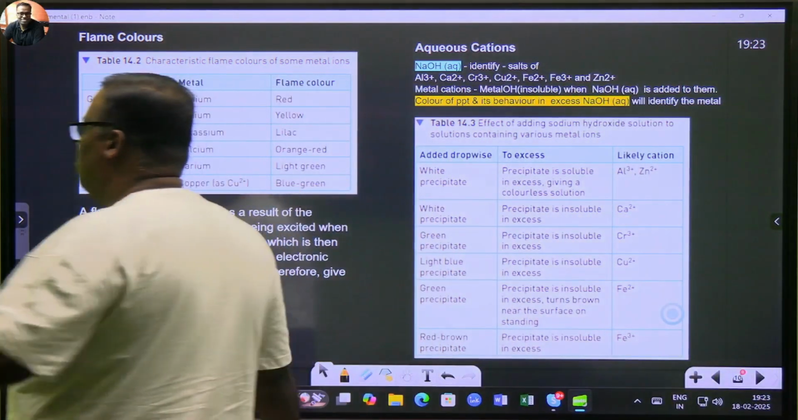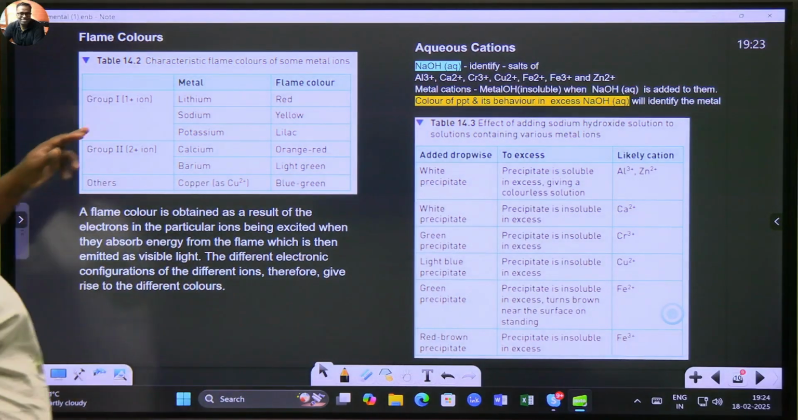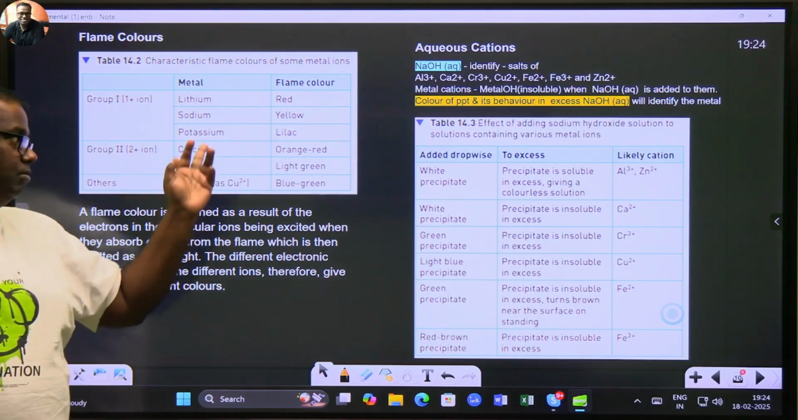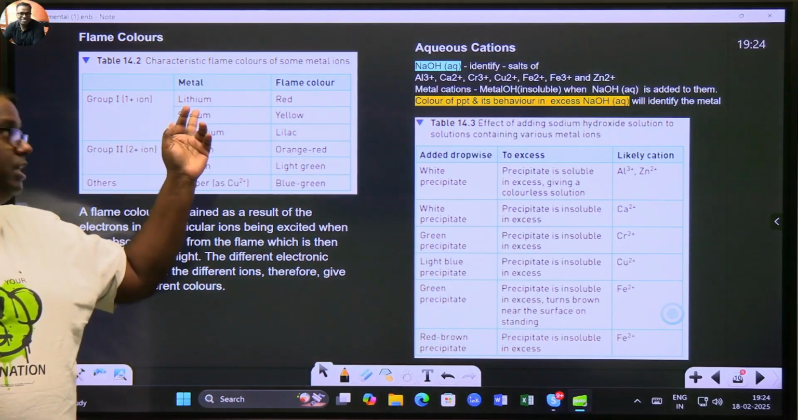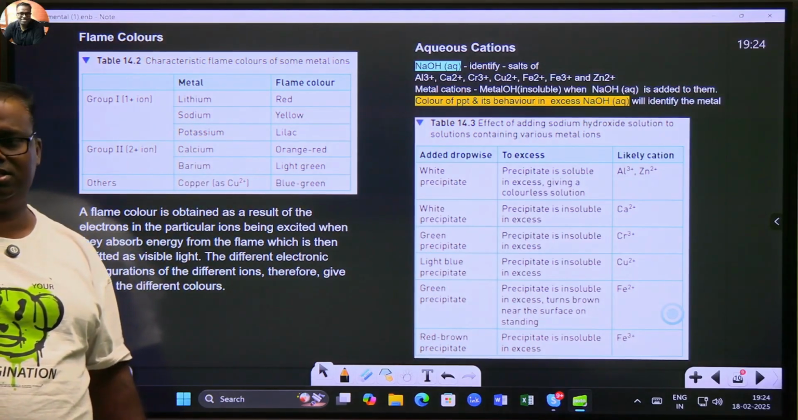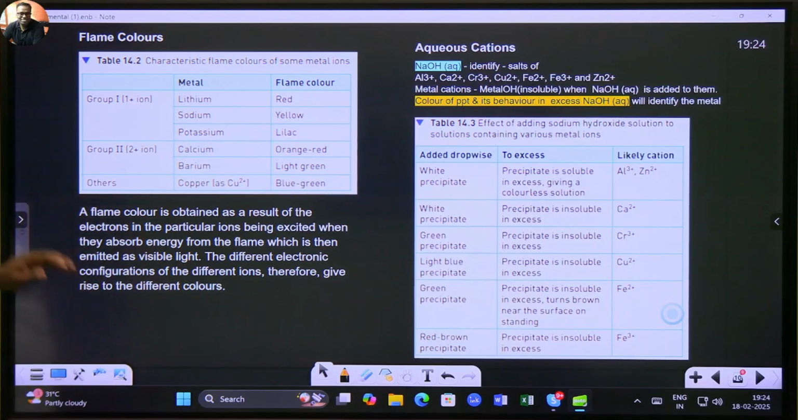So in group 1, we have got 3 types of cations that we will be testing for, and 3 elements: lithium, sodium, potassium. So they will all be what? Li plus, Na plus, K plus. Red, yellow, lilac.